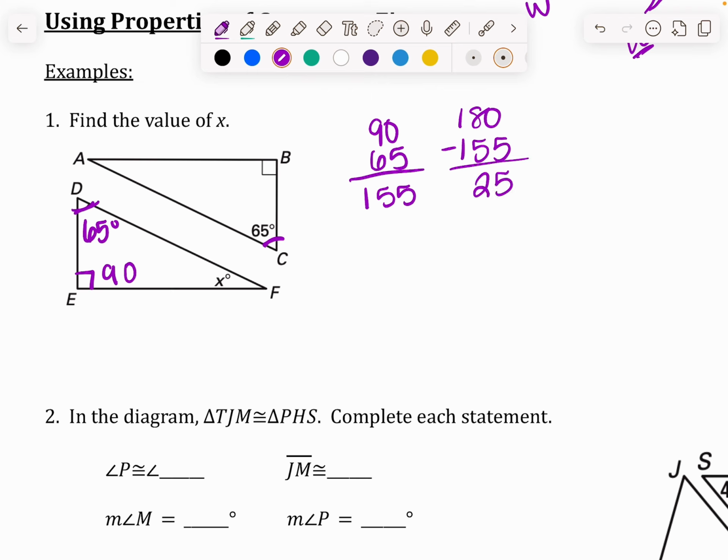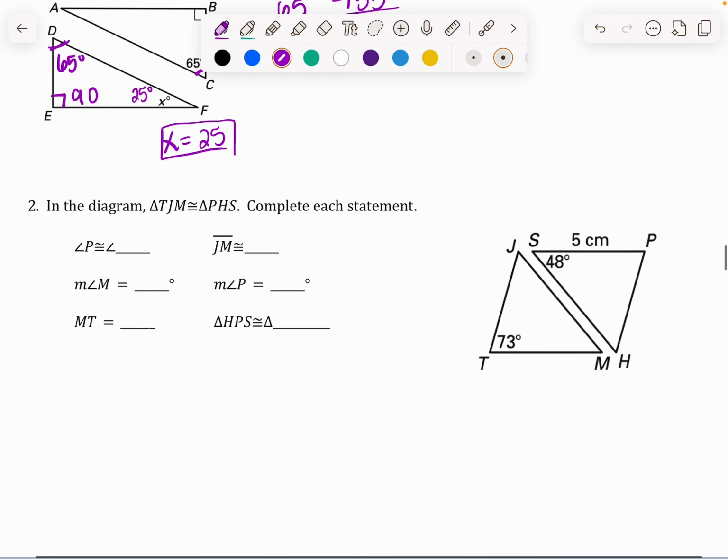And so that means that X here has to be 25, and this angle would be 25 degrees. So that's how we could use this to help us solve. Let's do a couple more.